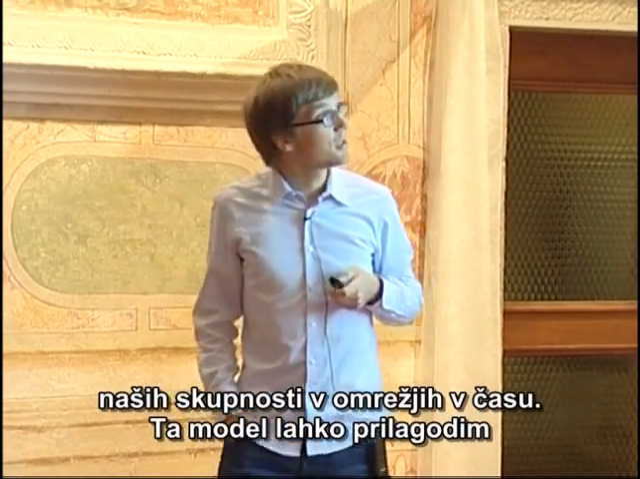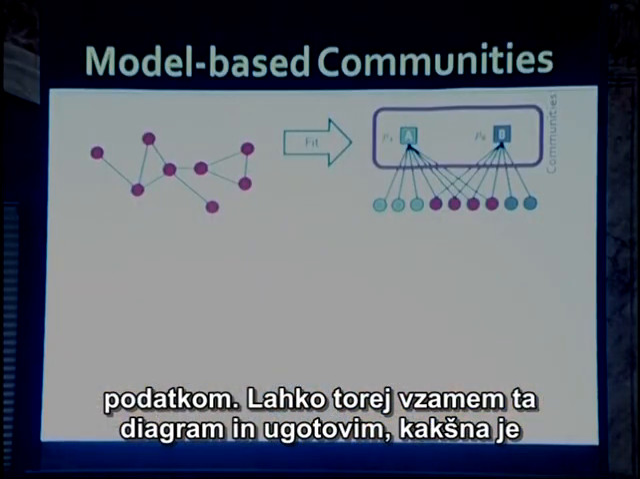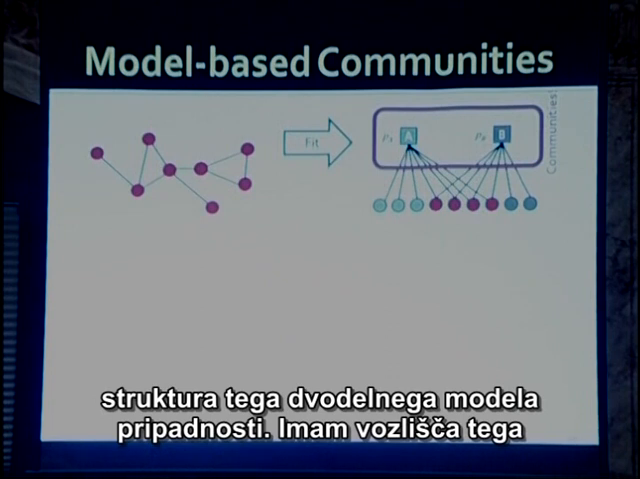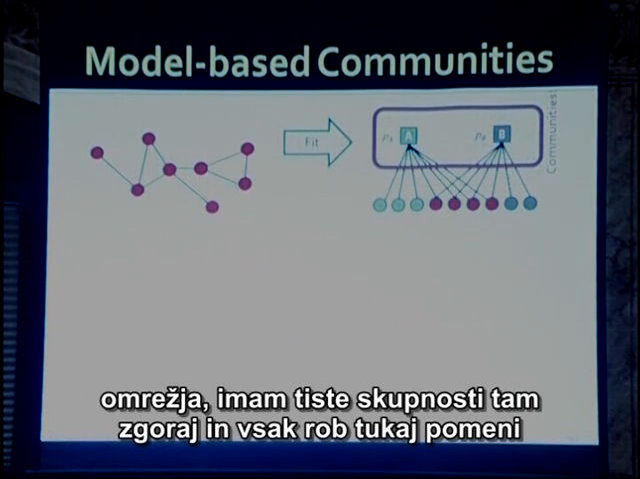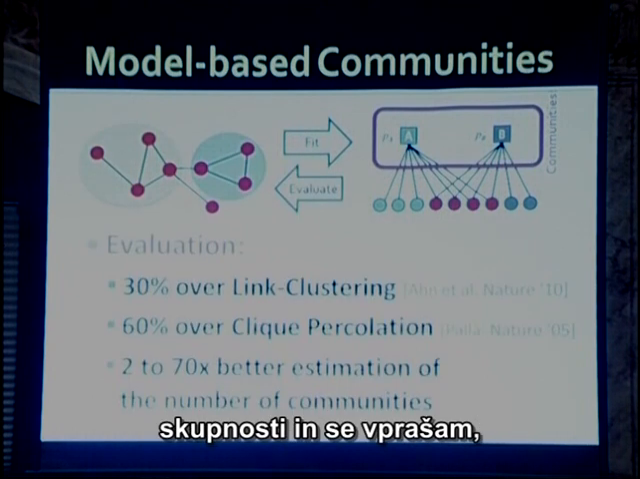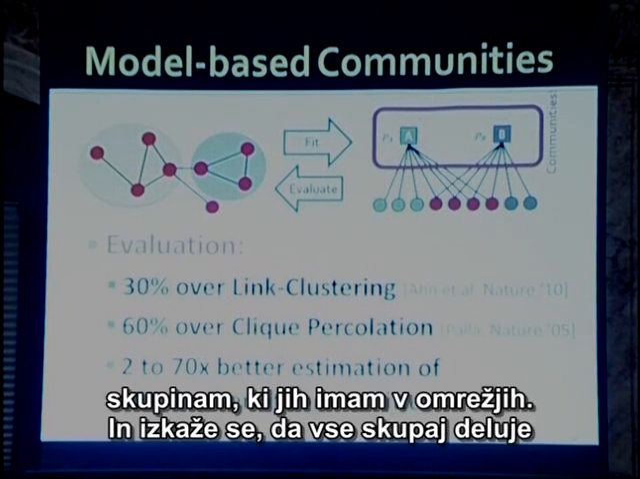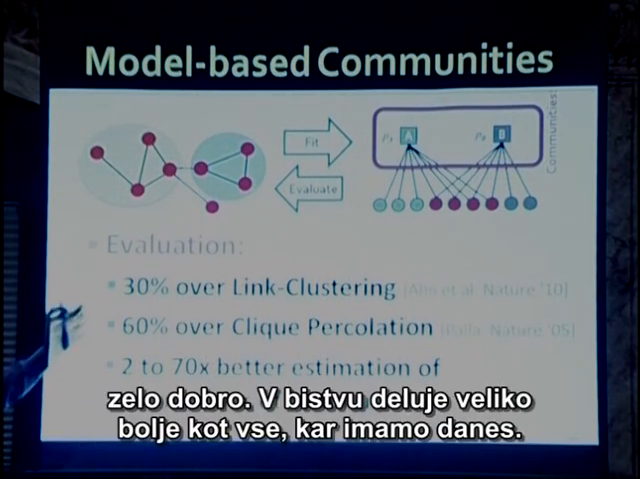And it turns out that I can feed this model to the data. So I can take a graph and figure out what is the structure of this bipartite affiliation network, right? Where I have nodes of my network, I have communities up there, and every edge here means community membership. And really what I'm doing now is implicit community detection. So now I can go back and ask, how do these communities that I identified correspond to the real groups that I have in networks? And it turns out that the whole thing works really well. Basically, it works much better than everything that we have today.